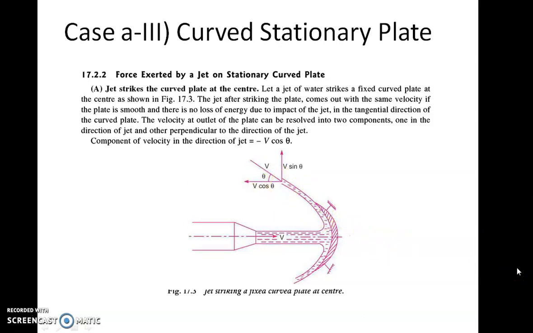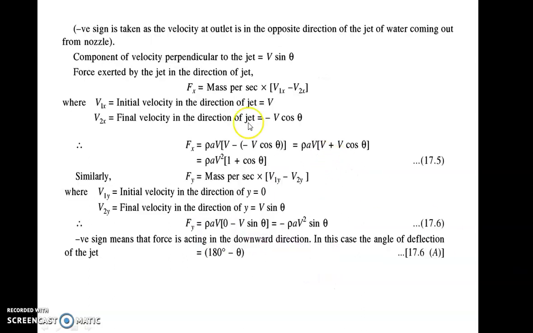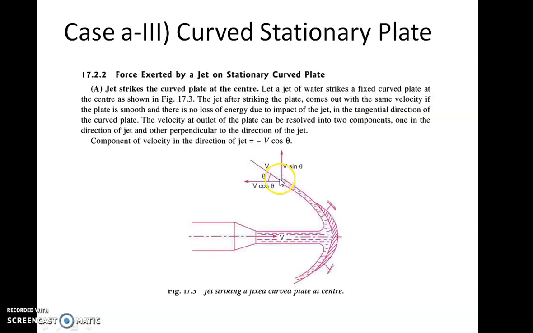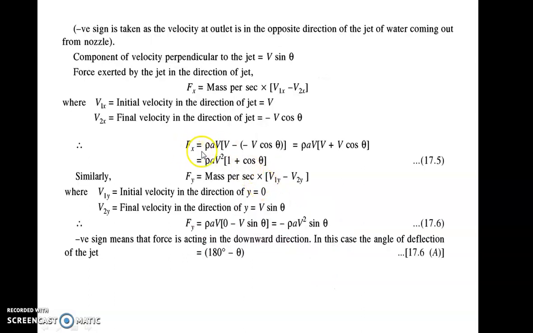Now let us see the formula to calculate the force in x direction. We know that the force is given by the rate of change of momentum, or it is mass per unit time into velocity before striking minus velocity after striking. Now the velocity before striking is velocity v. Velocity after striking is v cos theta. So you have to take it as Fx is equal to rho a v into bracket initial velocity minus final velocity. Now the final velocity is in negative direction, so it is minus of minus. So it is v minus of minus v cos theta.